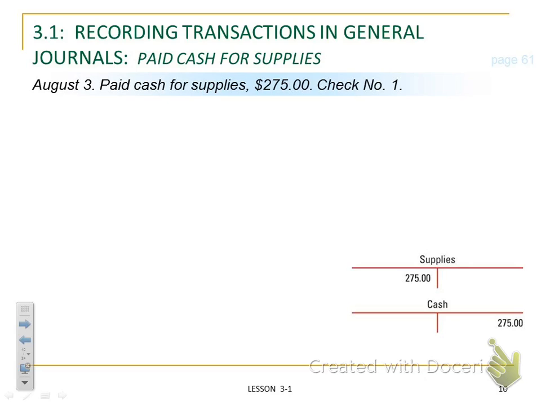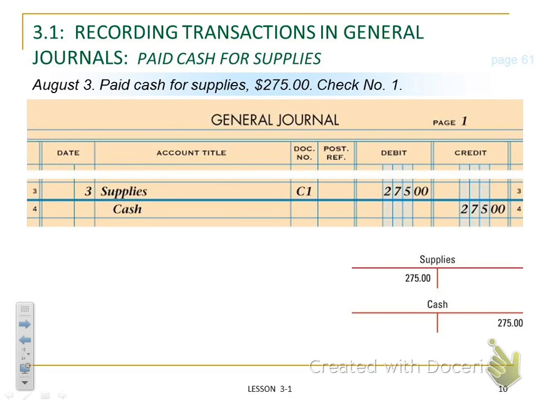In this case, paid cash for supplies. So we know automatically our cash is going down, and therefore if our cash is going down, we're going to credit it. If we have to have one debit and one credit, we know that supplies must be going up, so we're going to debit our supplies. And then that would look like this from a journal entry standpoint.